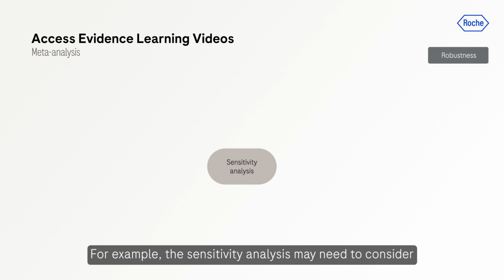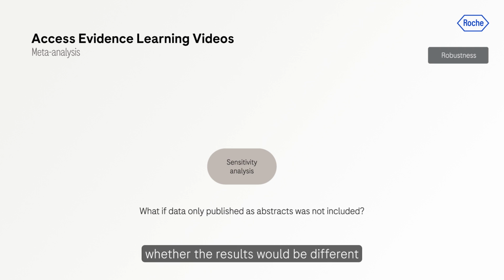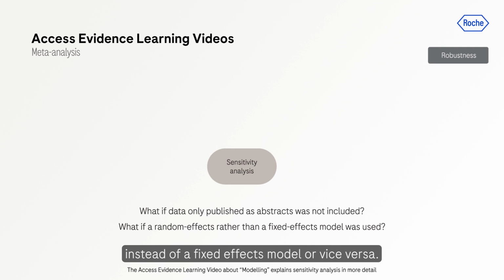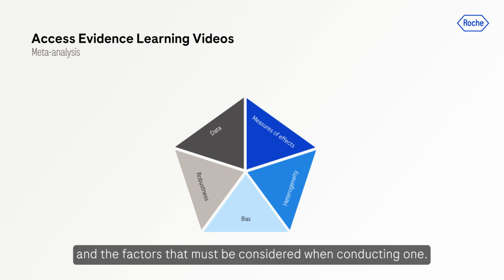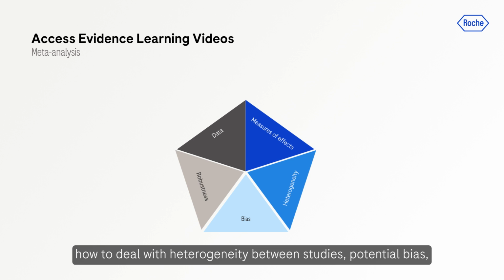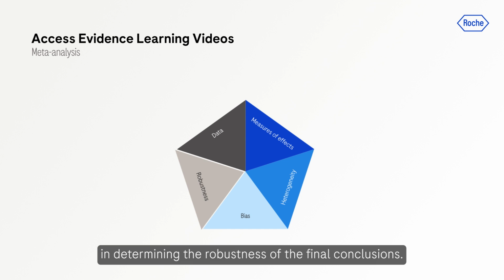For example, the sensitivity analysis may need to consider what impact the inclusion of data only published as abstracts has had on the analysis, or whether the results would be different if a random effects model was used instead of a fixed effects model, or vice versa. In this video, we have covered what a meta-analysis is used for and the factors that must be considered when conducting one. We have discussed how it is important to be familiar with different types of data and measures of effect, how to deal with heterogeneity between studies, potential bias, and the role of sensitivity analysis in determining the robustness of the final conclusions.